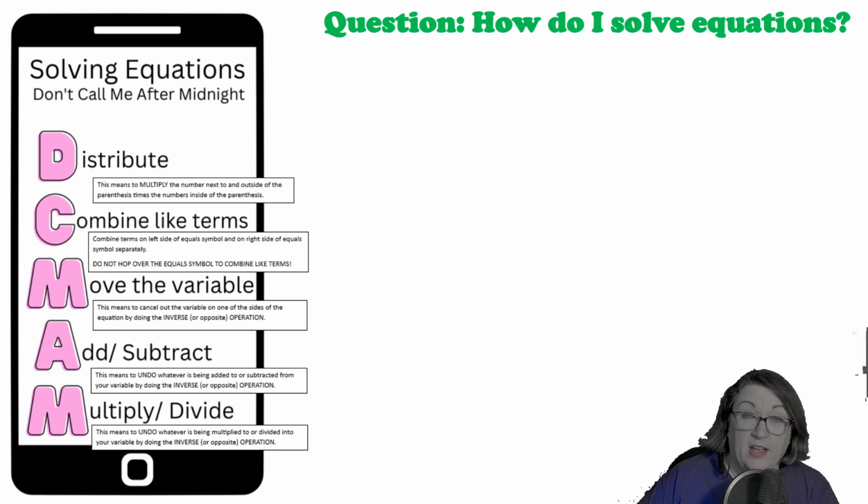The question we're trying to ask ourselves in this entire equation series is, how do I solve equations? Well, we're going to start off with one step. We're going to move up to two-step, then multi-step, and then variables on both sides. And then we have these special case type equations and so forth. But we use a device called Don't Call Me After Midnight. It's just a way to remember the order in which we should look for things in our equation. And then often we do those steps from top to bottom. Like we would start at the D, then move on to C, then move on to M, A, and M.